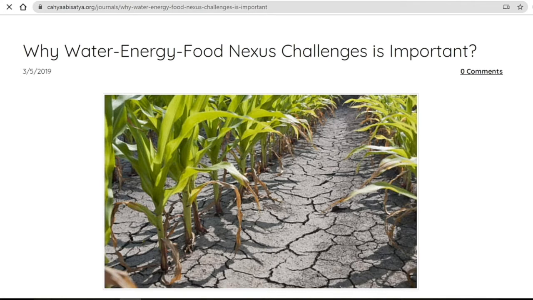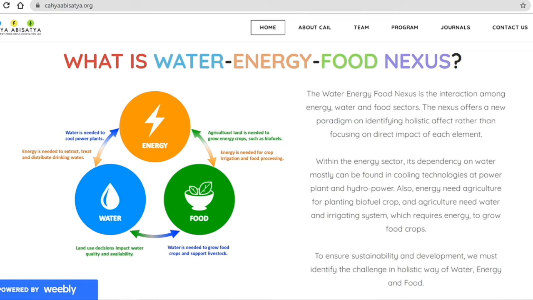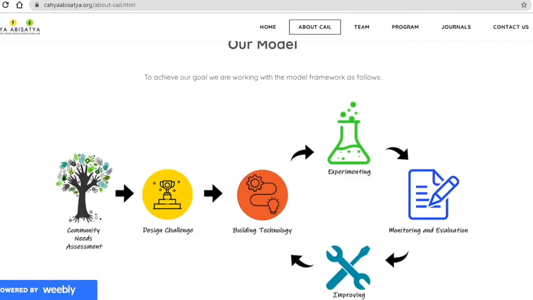So, for example, if you have problems regarding your water irrigation in your farm or in a paddy field, we believe that it also will affect the harvest of paddy itself. And also, if you fail to harvest your paddy, it might also affect the food chains in your community. So we think that with these connections coming from water, food, and energy, we need to find solutions that solve these three problems together.